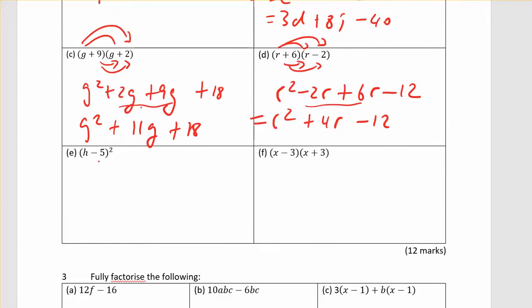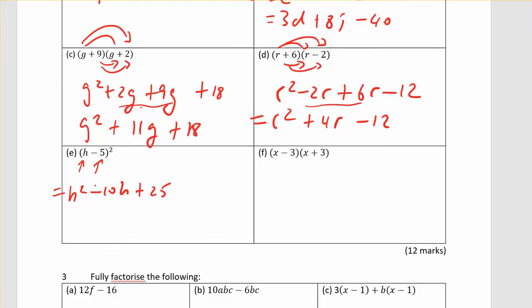Here we've got a perfect square. So you remember, you look at the first term and second term. You square the first term, it's H squared. You go first term times second term, which is negative 5H. Double that, negative 10H. And then square the last term. So negative 5 squared is positive 25.